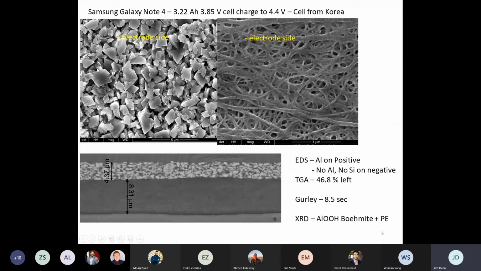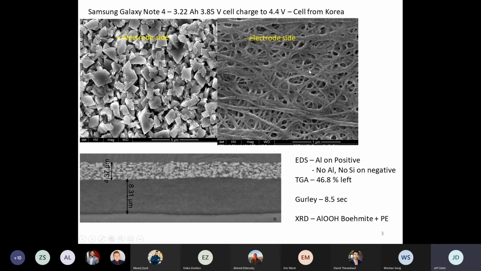Here's a different modern separator. This is taken from a Samsung phone, and you can see in this case they have ceramic that touches the positive side and polymer only that touches the negative side. Okay, and this ceramic turned out to be aluminum oxyhydroxide. It's called Boehmite. It's very commonly used as a ceramic on ceramic coated separators.